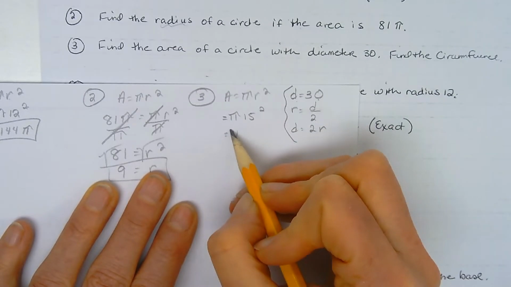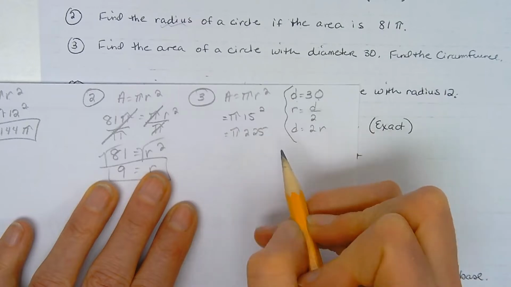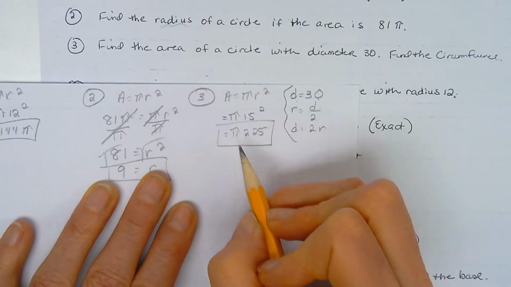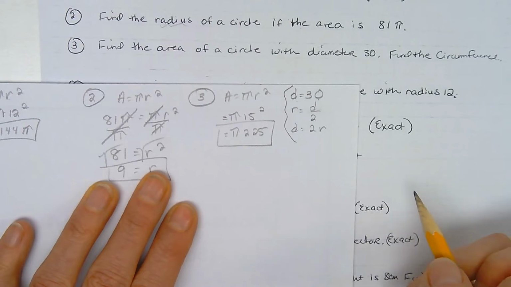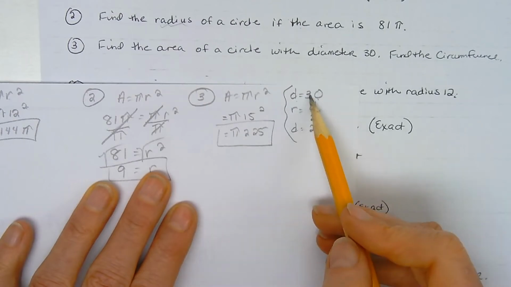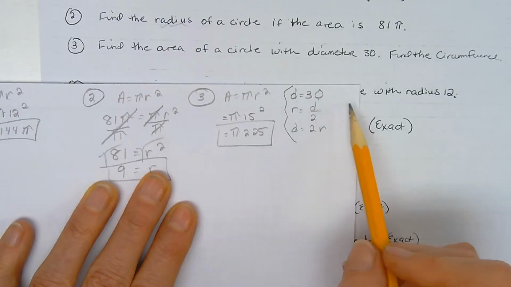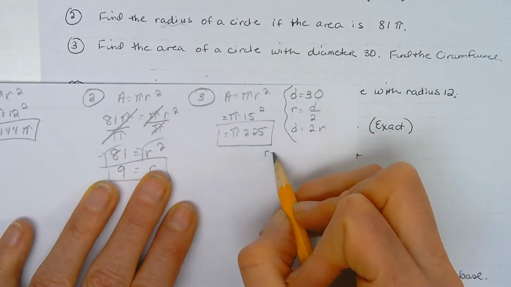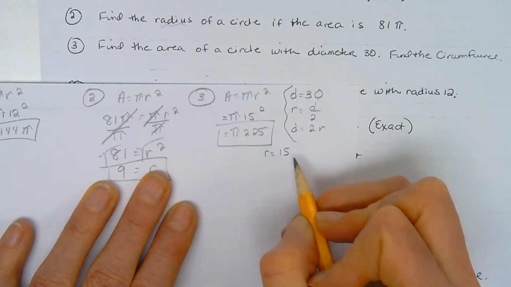So that's pi times 225. And that's the area of the circle with a diameter of 30. Then we're asked to find the circumference. Well, once again, if the diameter is 30, the radius is 15.